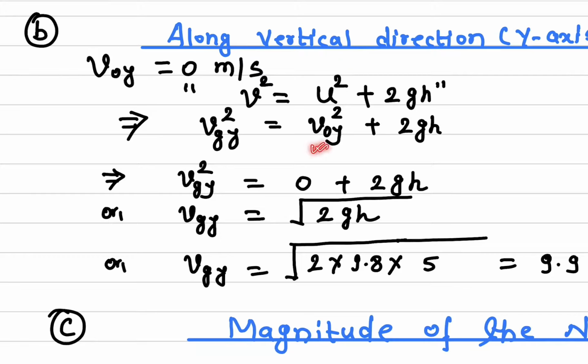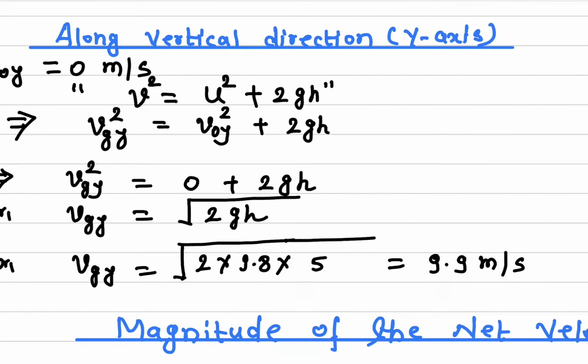So now we have all the components given. The initial velocity is 0, and 2gh I'm keeping as it is. If we simplify, the vertical velocity would be the square root of 2gh. We know 2 is a constant, the g value is 9.8, and the height is given, which is 5. So the velocity along the y-axis is 9.9 meters per second.